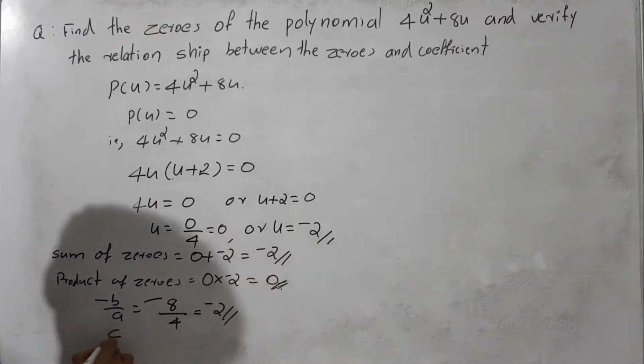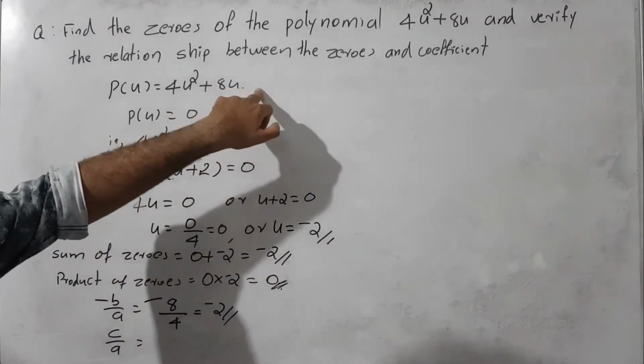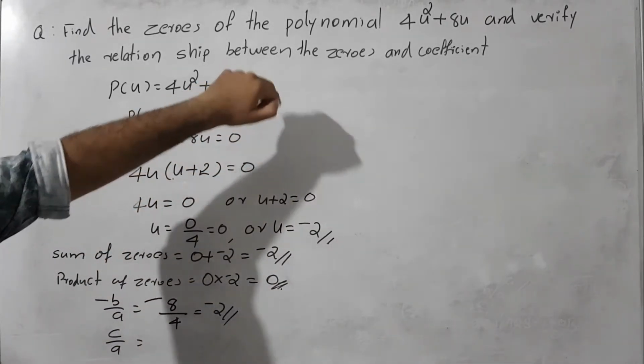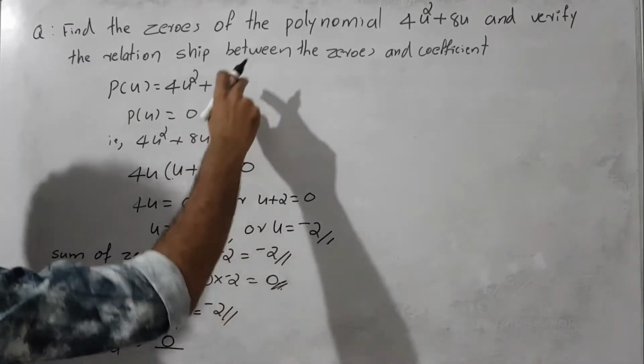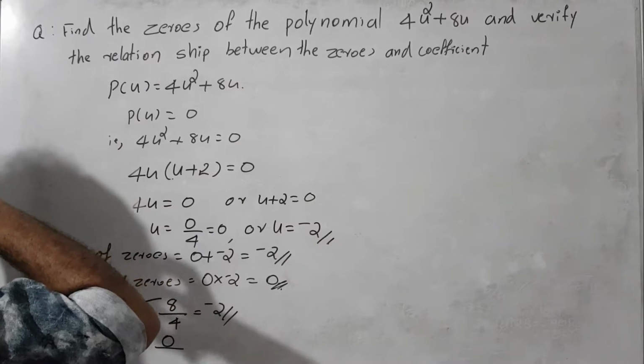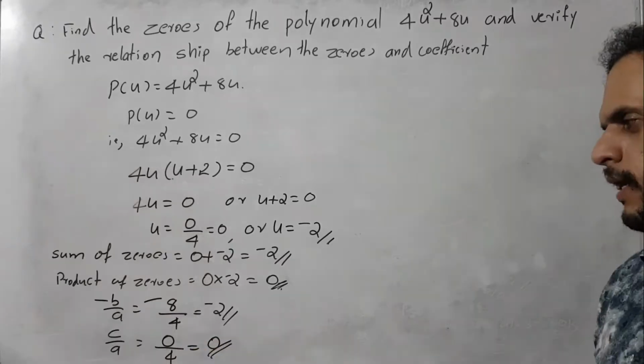C by a. C is a constant. Here, what is the constant? Here we are not seeing any constant. That means the constant value is 0, right? We don't see any constant, any term without a variable. So the constant is equal to 0. 0 by 4. What is 0 by 4? 0 by 4 is 0. That is what we got here.